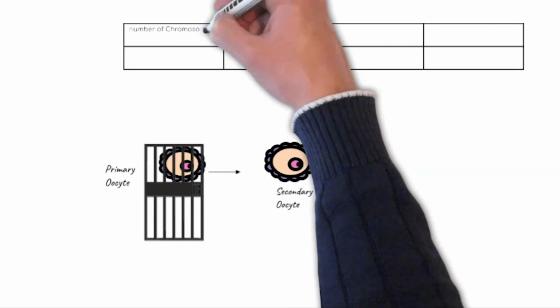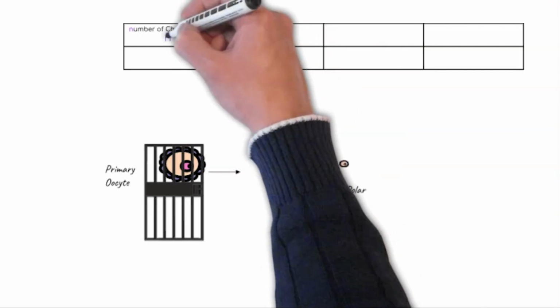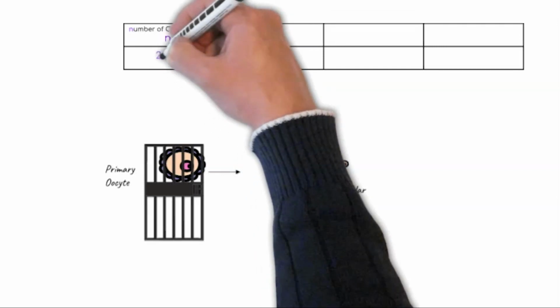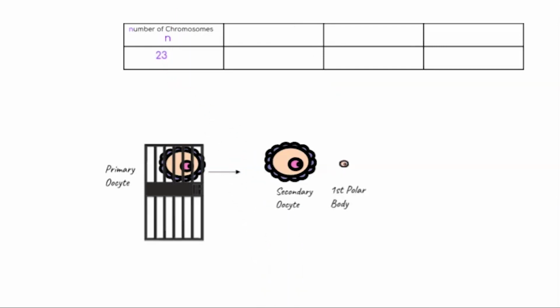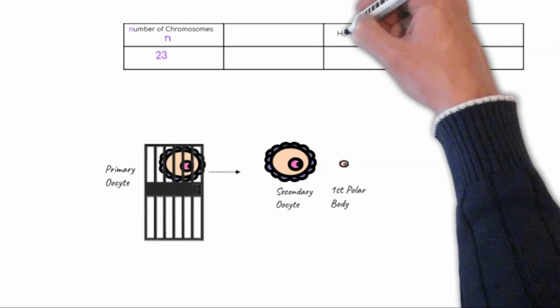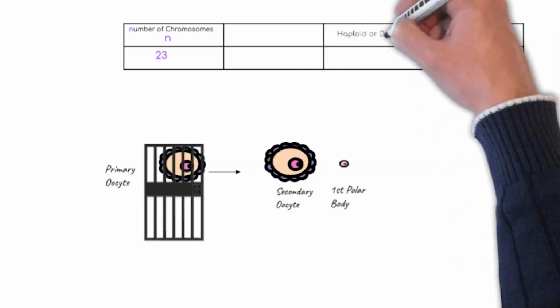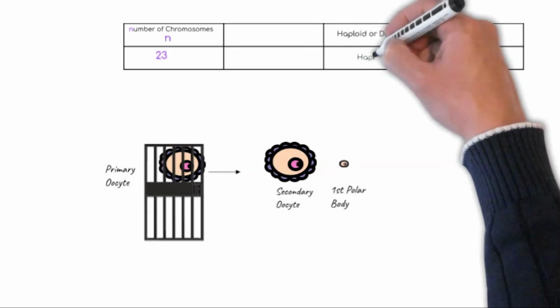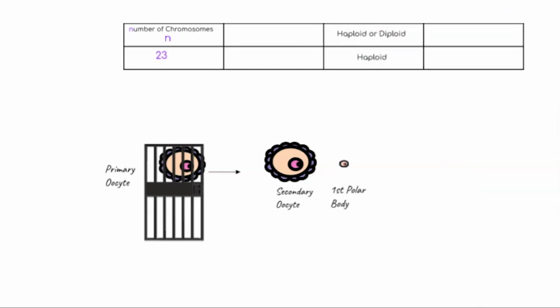So when that first split happens, let's talk about number of chromosomes. How many chromosomes are in each? 23. 23 is in each. So once you see 23, is this haploid or diploid? Haploid. Very good.